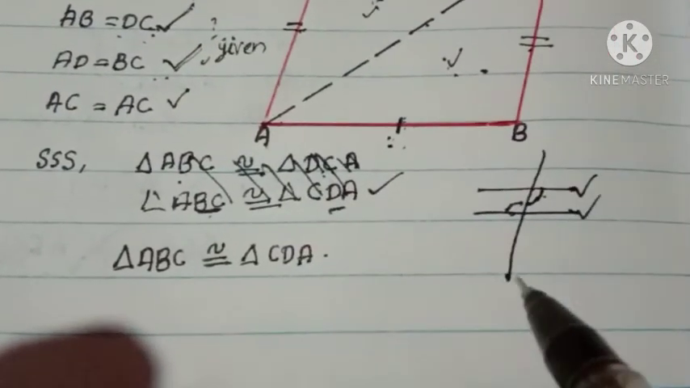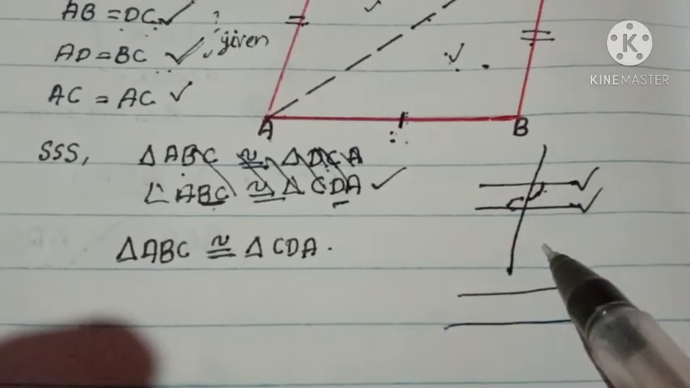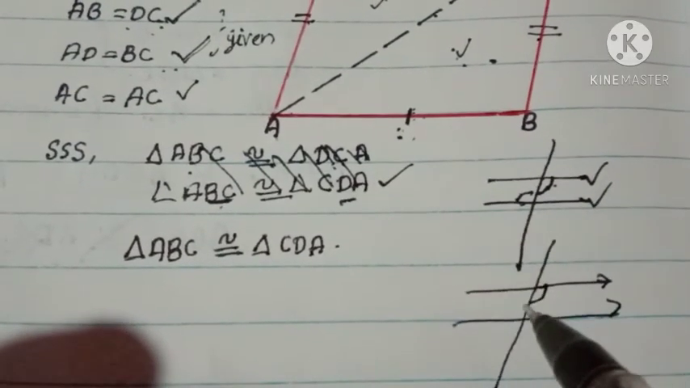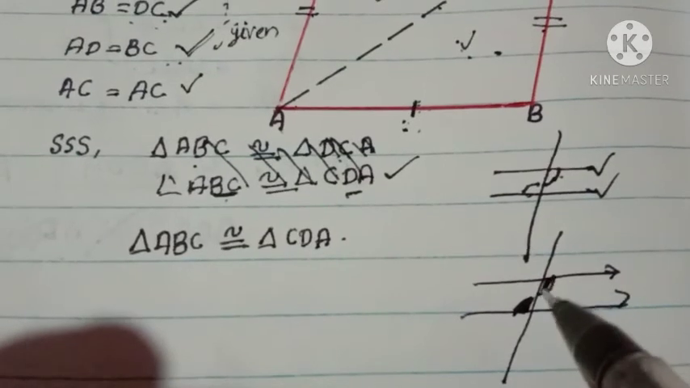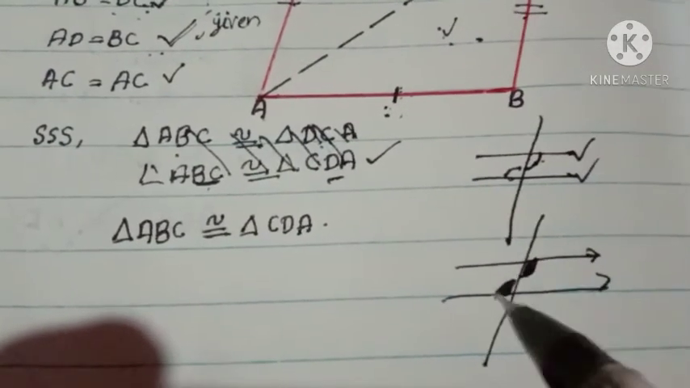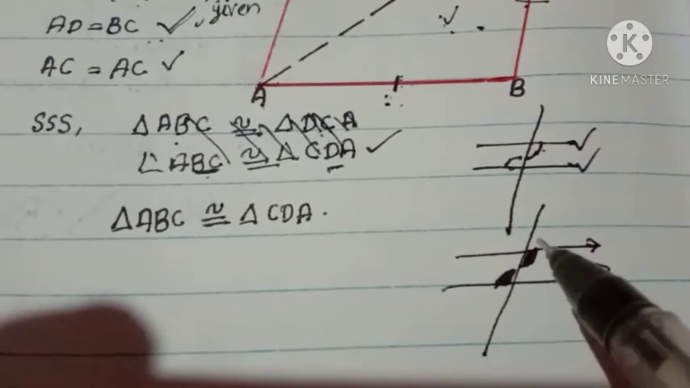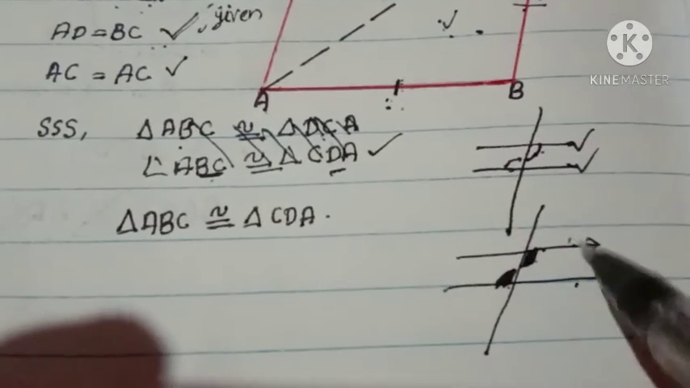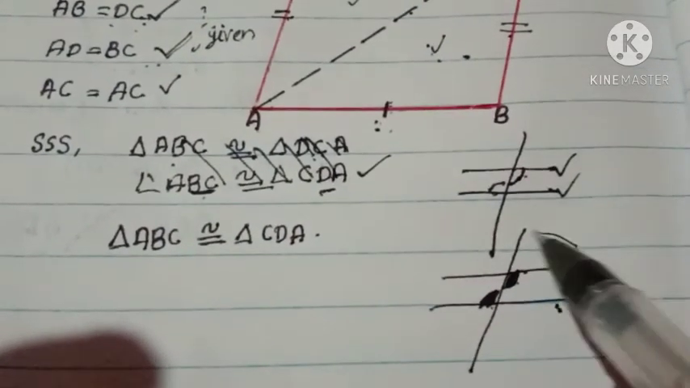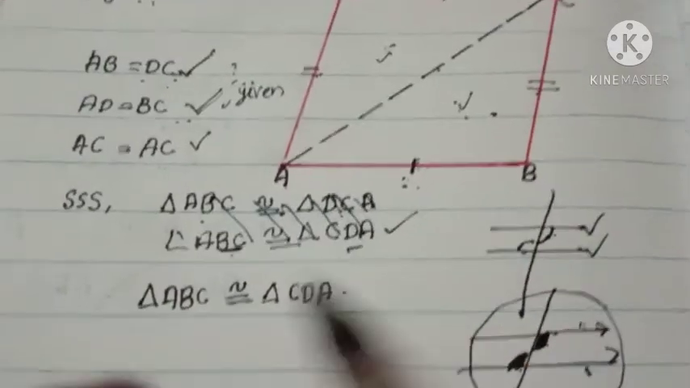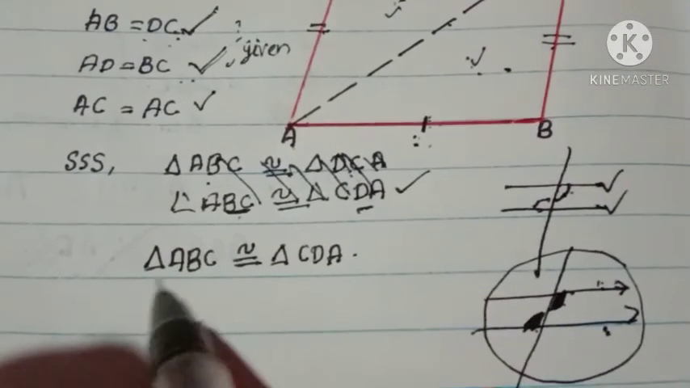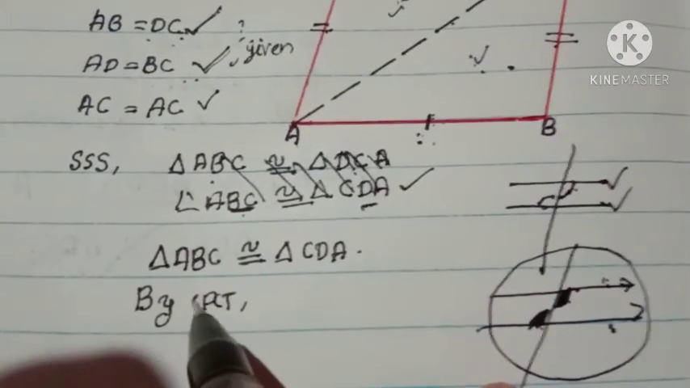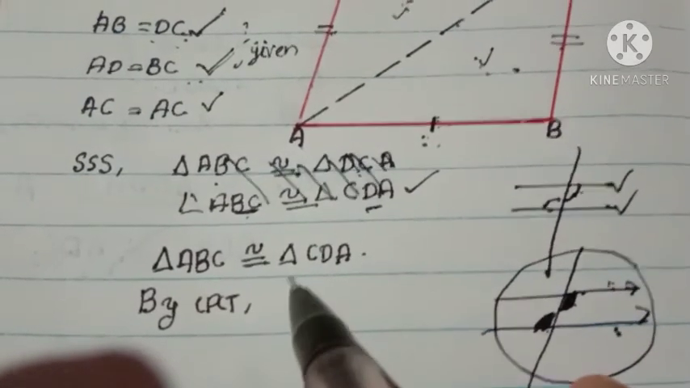Now apply the result. When a transversal cuts any two parallel lines, then the alternate angles so formed are equal. We know this result. What is its reverse, or converse? If these two alternate angles are equal, then these two lines are parallel. Here we are going to apply this result. So from here, these two are congruent triangles. So definitely we can apply the CPCT rule. What is the CPCT rule? Corresponding parts of congruent triangles.